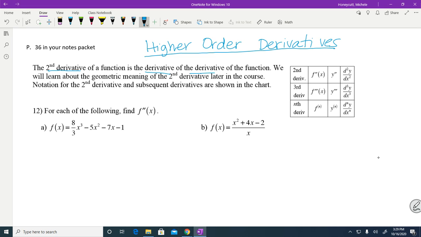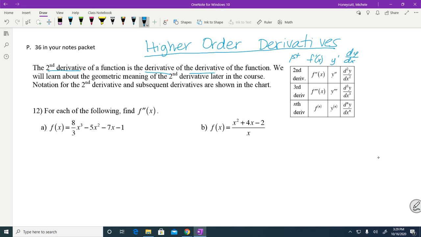Here's some notation. So here's notation for the first derivative. If your function was f, the first derivative notation would be f prime or y prime, which Miss Honeycutt doesn't love, or dy dx. For the second derivative, you would see y double prime or f double prime, or we say d2y dx2. Here's notation for the third derivative, and nth means any number after that. So any number after that will be set up that way.